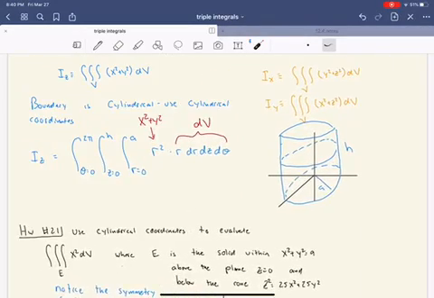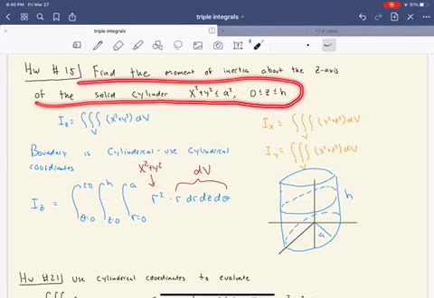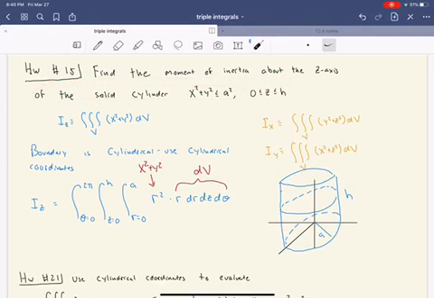All right, we're back again. Next problem we're going to do is problem 15 here. It says, find the moment of inertia about the z-axis of the solid cylinder x squared plus y squared less than or equal to a squared, z between 0 and h.